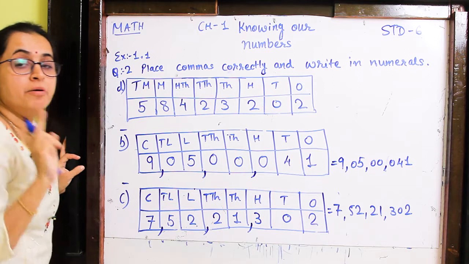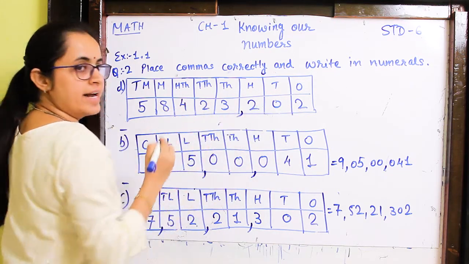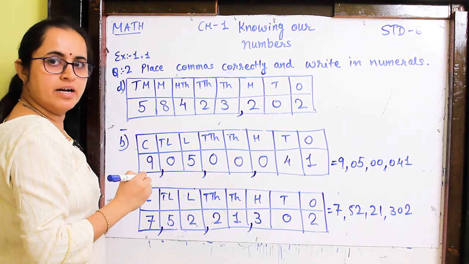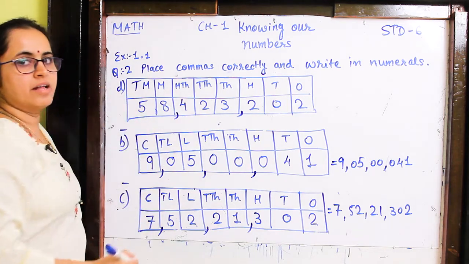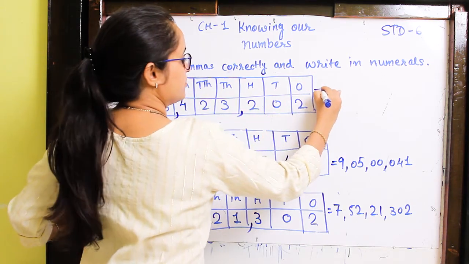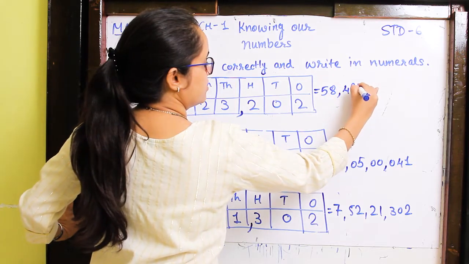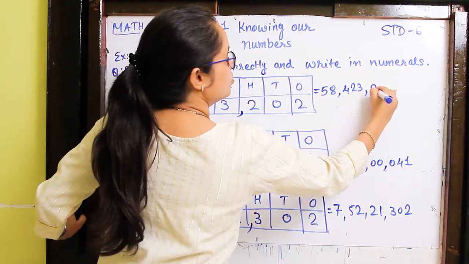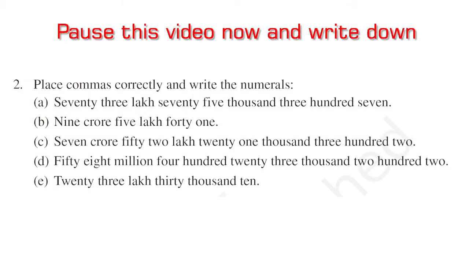In international number system, it is having million, and in this number you have to start with 10 million. So 10 million, 58 million. So 5 is in 10 millions place, and 8 is in millions place. 58 million. Then 423,000. 423 and 1,000 is there already.